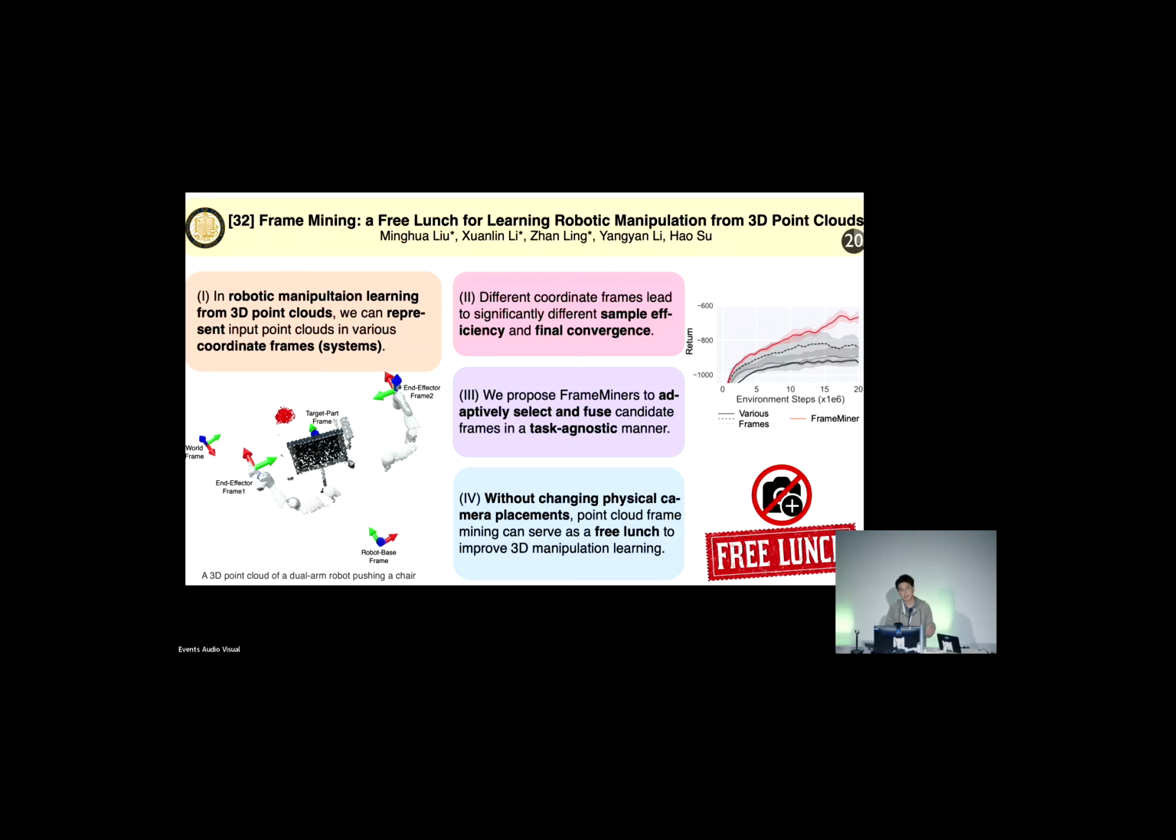Since point cloud frame mining does not require additional camera views or changing the existing camera placements, it can serve as a free lunch to improve 3D RL.